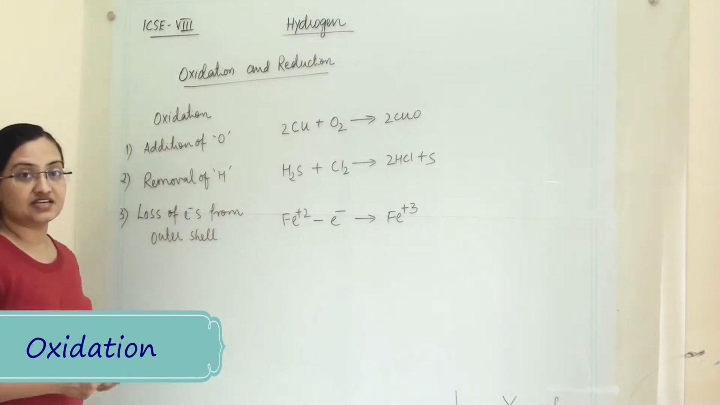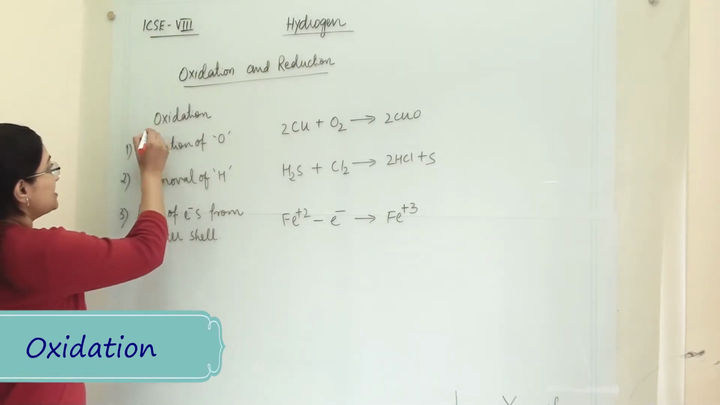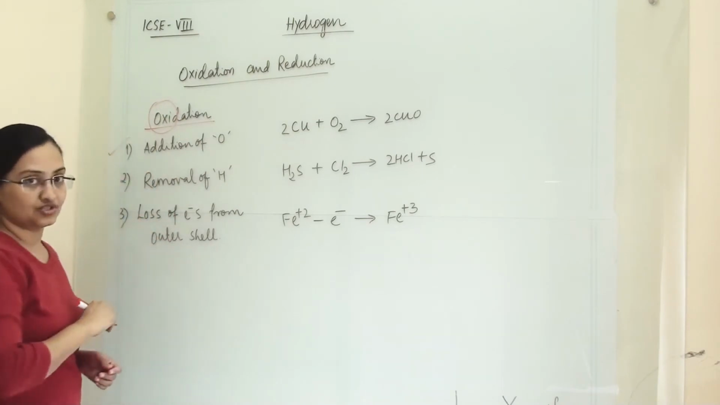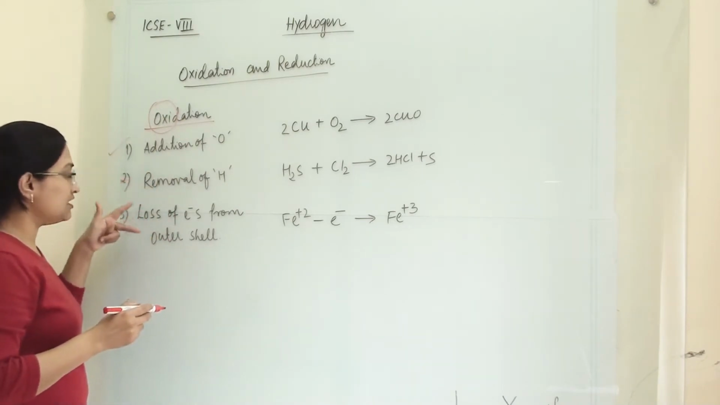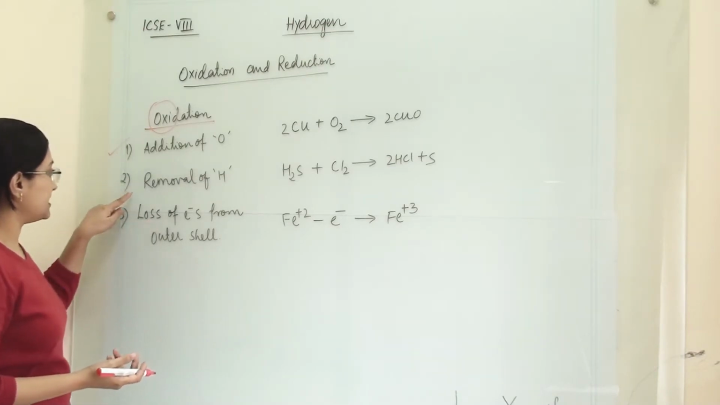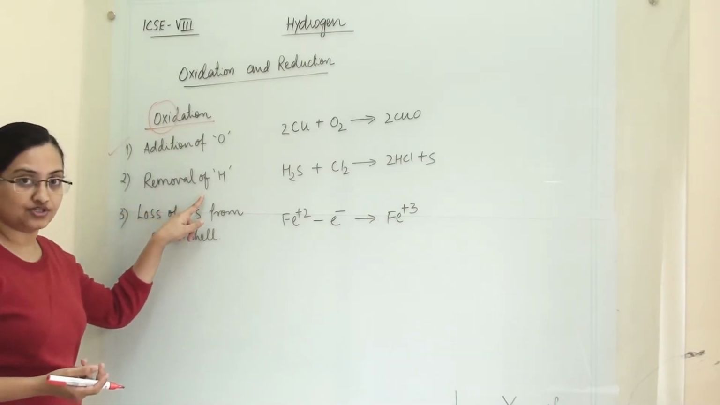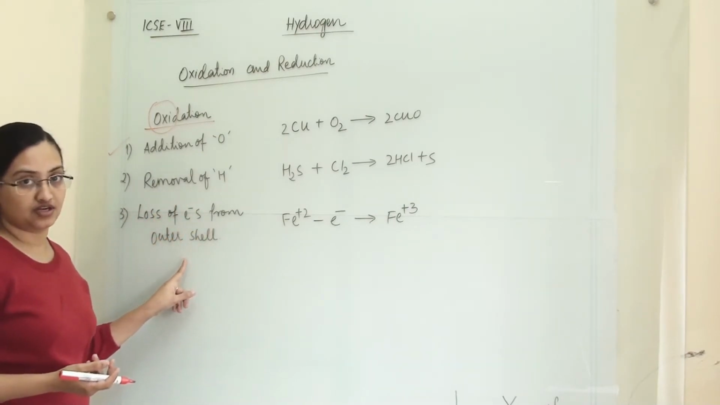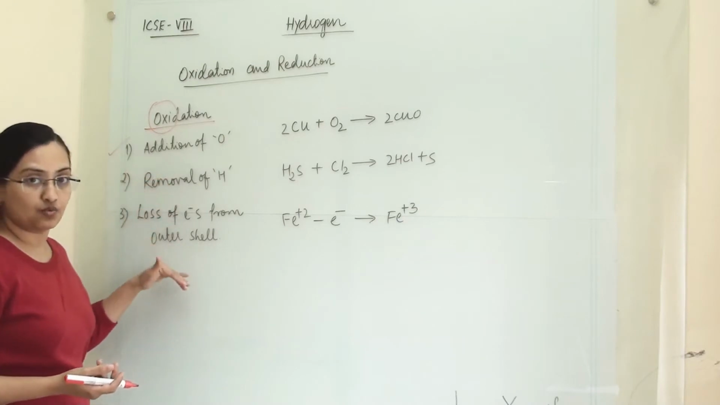First we will understand oxidation. The name itself says that oxy means addition of oxygen. There are two other methods by which an atom will get oxidized. Second is removal of hydrogen and third is loss of electron from the outer shell. We will understand these one by one.